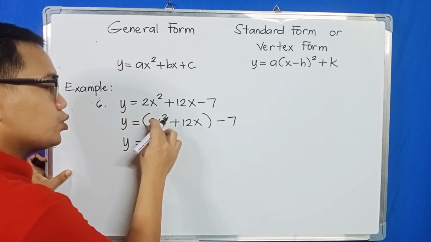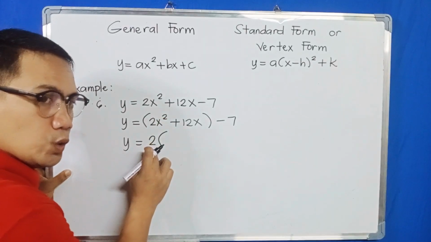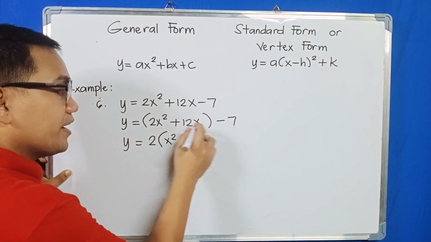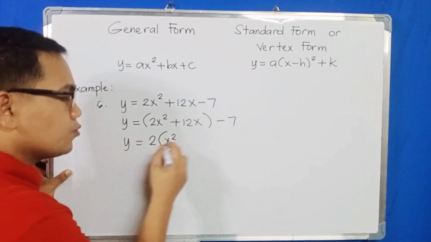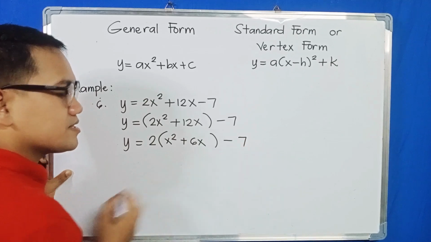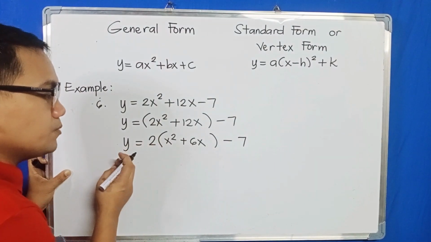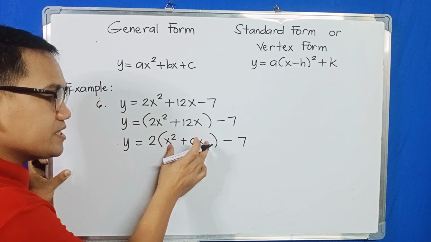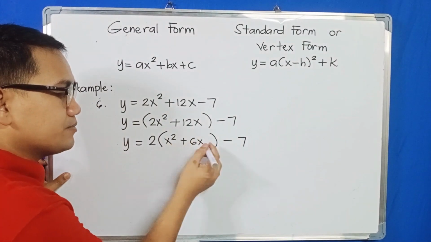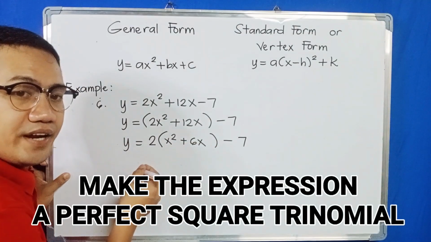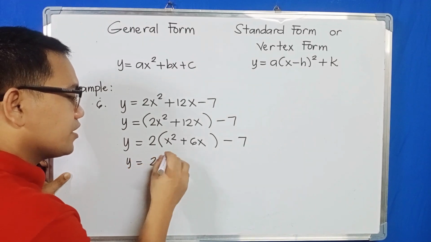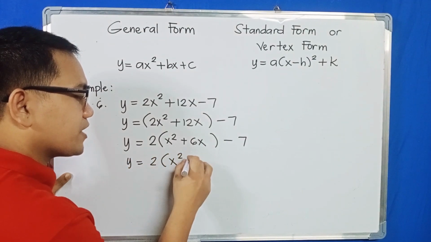So we will have 2x squared divided by 2, we have x squared. Then, 12x divided by 2, we have 6x minus 7. So we factored out 2, and we have our terms inside the grouping symbol, x squared plus 6x. These terms will be expressed as a perfect square trinomial. So we will have to add the third term in this expression.